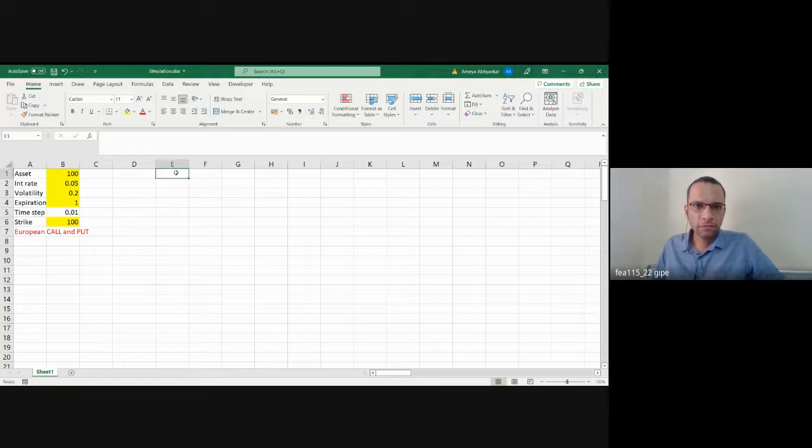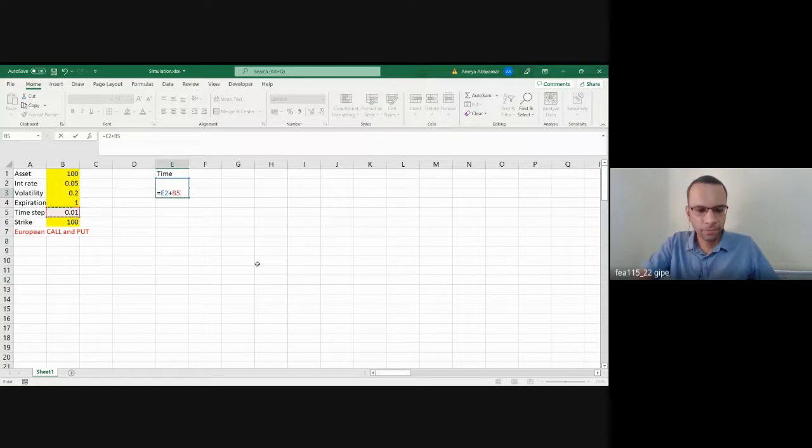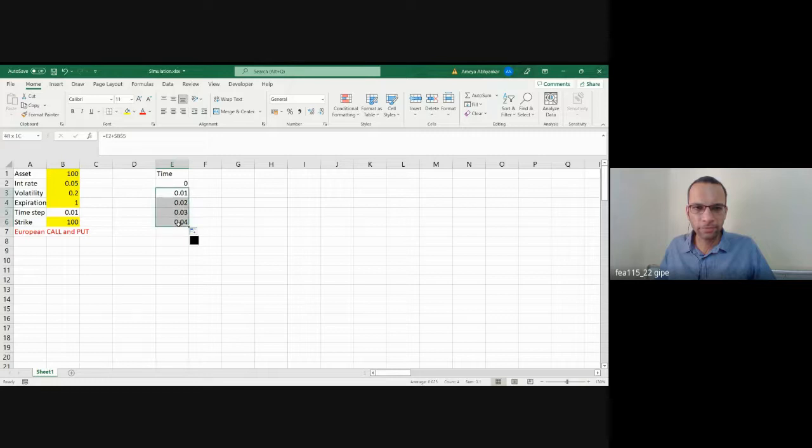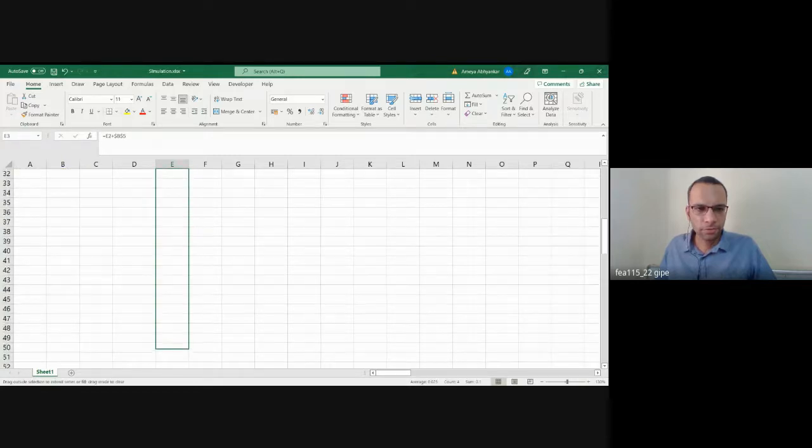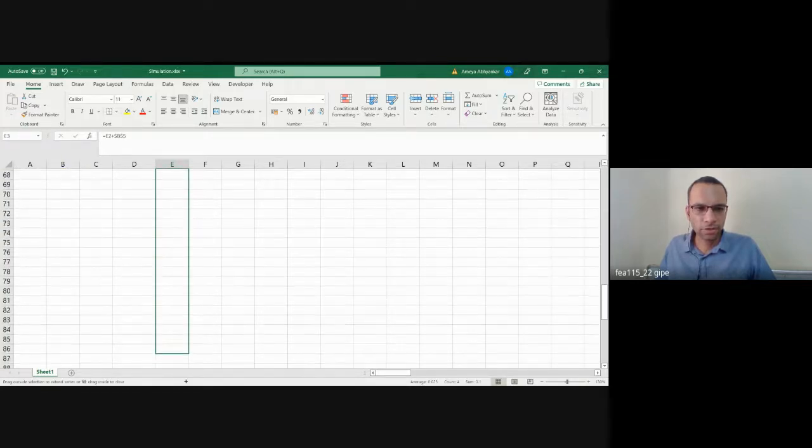Let's begin with the time steps first. Let me write time, and this is 0. Then I just add 0 plus my time step. Just freeze this with F4. Okay, and let me drag this below. Does this get incremented? Yes. I have to take this right until expiry, so maybe 100 odd rows.